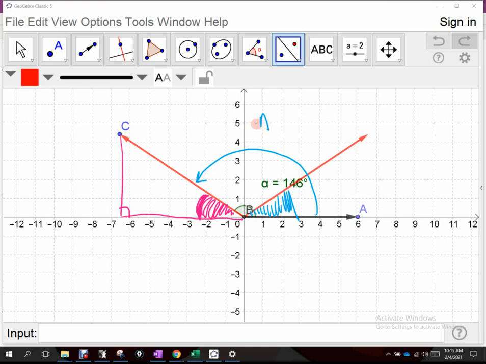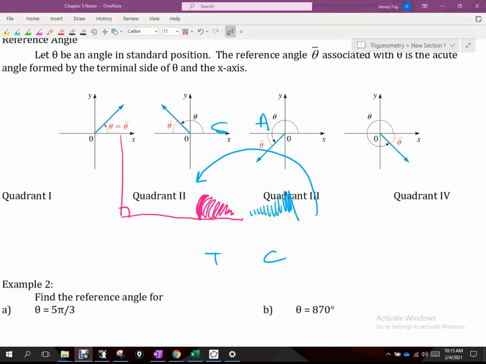And the All Students Take Calculus concept will help us remember what trig ratios have a positive return and which ones have a negative return. Okay, so that's kind of what we're going to get into today, talking about something called reference angles. We've already been dealing with this the last couple of days, but I never used that terminology. Now I'm going to use that terminology as we move forward.